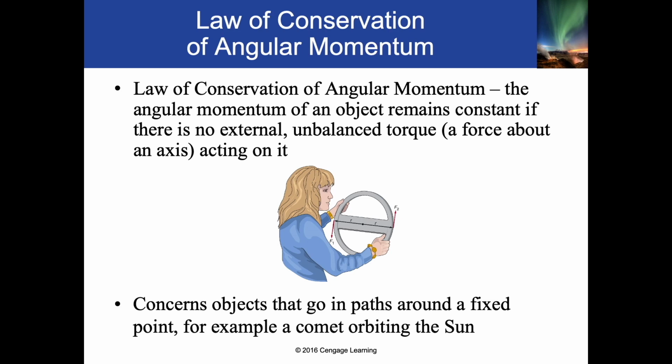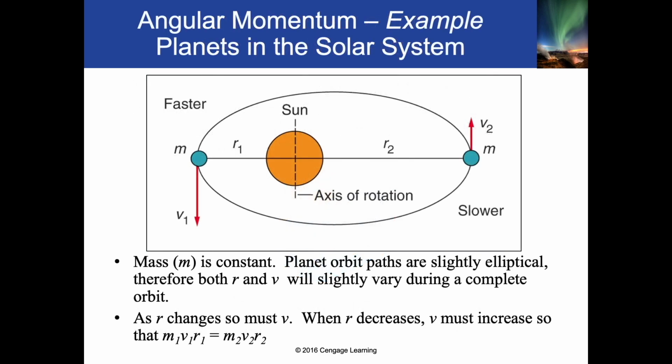Objects that go in paths around a fixed point, for example, a comet orbiting around the sun, okay? Very, very similar to your law of conservation of linear momentum, except this time it's in a circle. Okay, so let's talk about a very obvious example here, right?